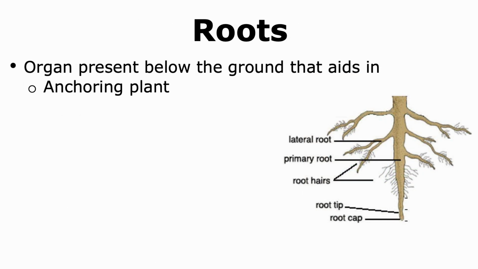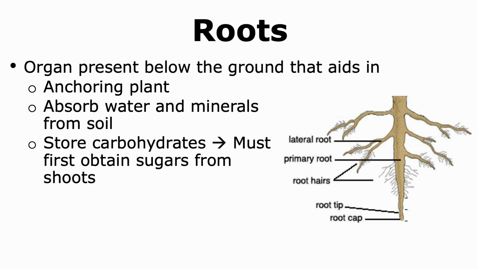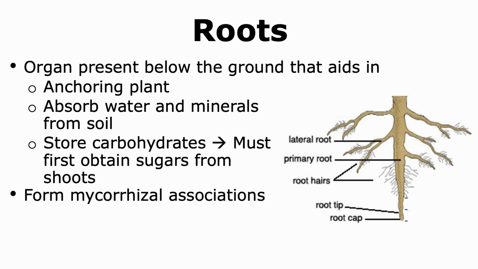Roots are organs that are present below the ground and hence help in anchoring the plant. They also absorb water and minerals from the soil, and some roots have the ability to store carbohydrates. To do so, they must first obtain the sugars from shoots in order to store them. The roots of almost all plants form mycorrhizal associations, which are symbiotic relationships with certain types of fungi. This helps the root obtain water in a more effective manner.